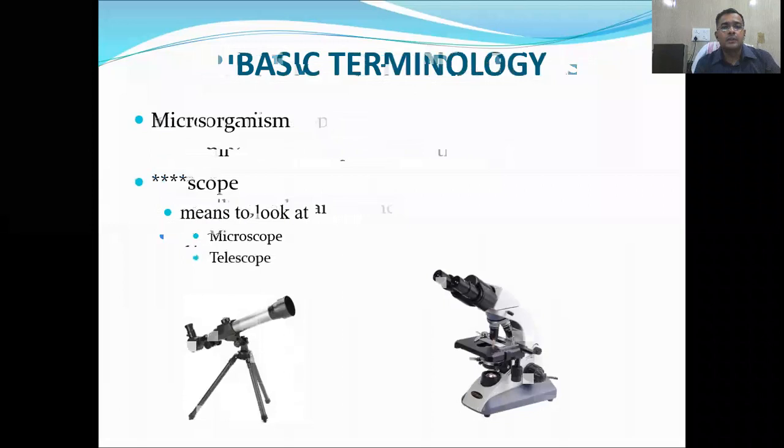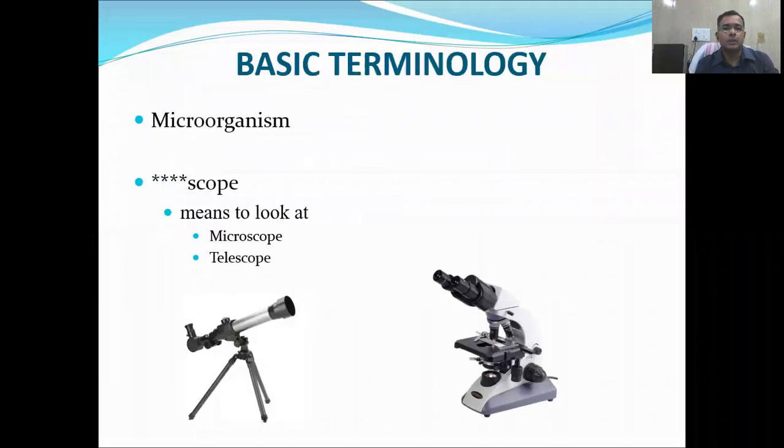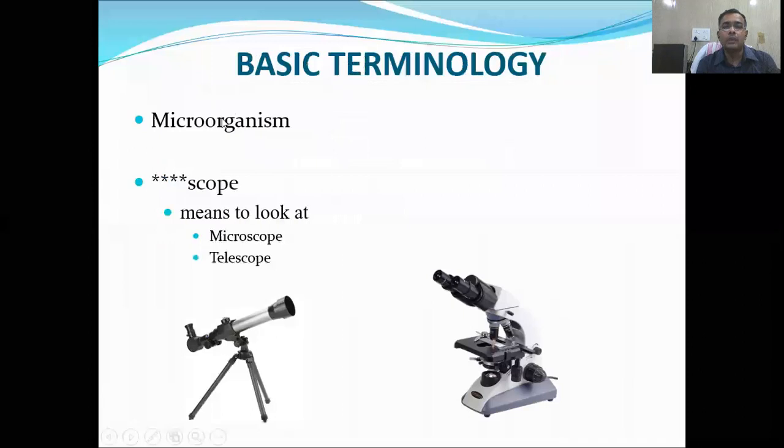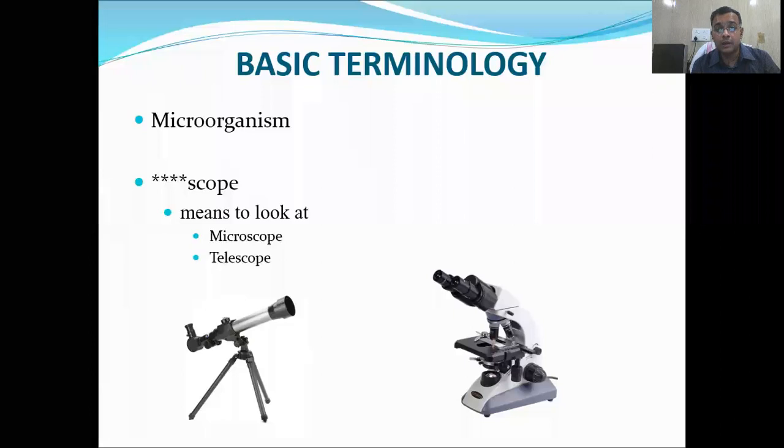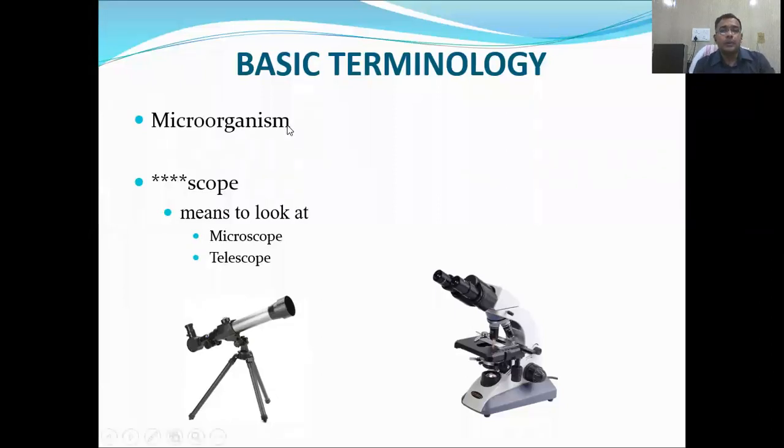So let me start with the first, that is basic terminology. In the last class I had mentioned microorganisms. I had also dealt with what is meant by micro, how small they are, what aid is required to observe these organisms, and we had discussed the important microbes and their important characteristics. So today what we are going to deal with is the microscope.